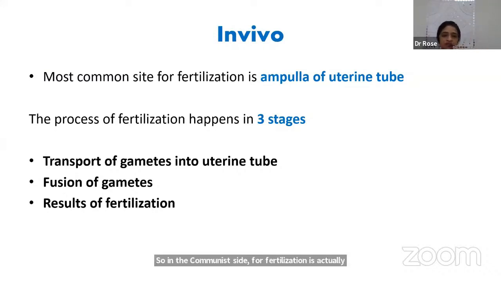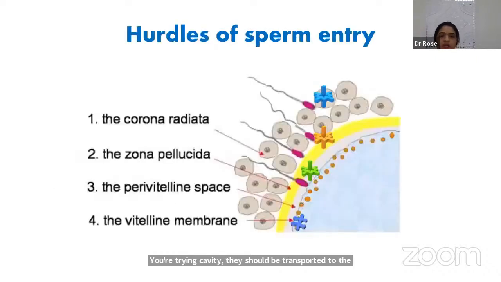The process of fertilization happens in three stages. First, the gametes should be transported to the ampulla. You have to get the oocyte from the ovary, and the sperm which is deposited in the uterine cavity should be transported to the uterine tube. Then comes the fusion of gametes, and then the results of fertilization.